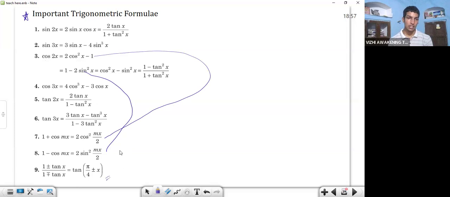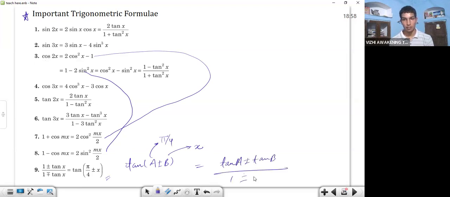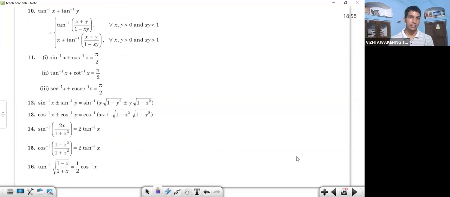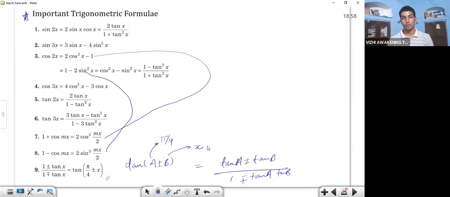This is also a formula which can be simply derived by tan of a plus minus b, where you put a as pi by 4 and b as x. Remember that when you do that, this formula is tan a plus minus tan b upon 1 minus plus tan a tan b. I am sure this formula is also written in the next slide in some other format, but you can also refer to trigonometric formulas to learn it. So you have to remember all these formulas.